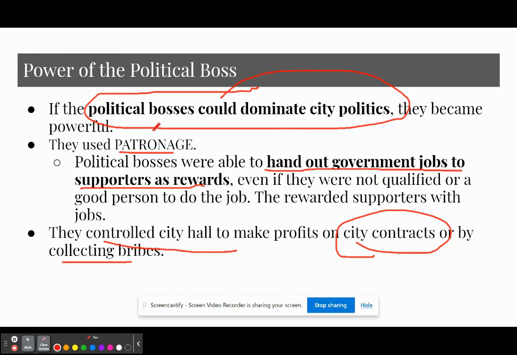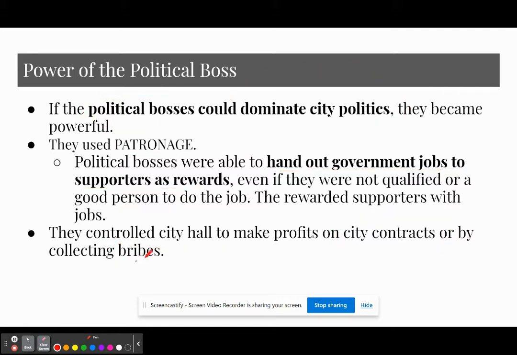And then they used patronage. So if you supported them, they gave you your job. And these were nice jobs. These were civil service jobs. So civil service are government agency jobs, like jobs where you give out licenses to businesses, that you help to plan construction, and then you hire construction workers. So again, they controlled City Hall, and they profited from the city contracts, which we'll talk about in a few moments here too.